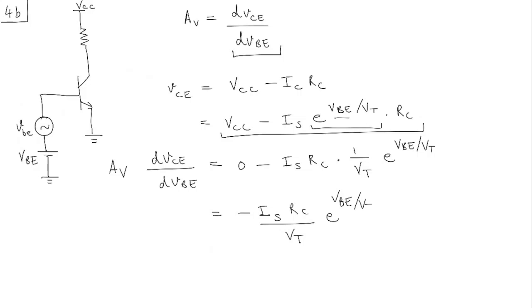VBE over VT. But take a look, IS times e to the power VBE over VT is what? It's simply IC, isn't it? So your gain then is minus IC RC over VT. So that's your gain.